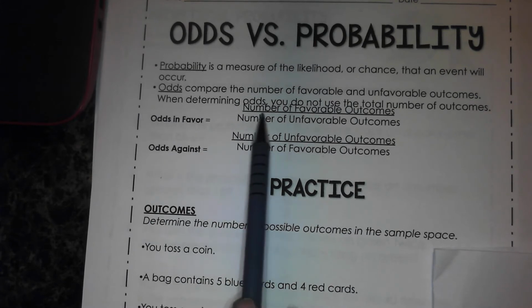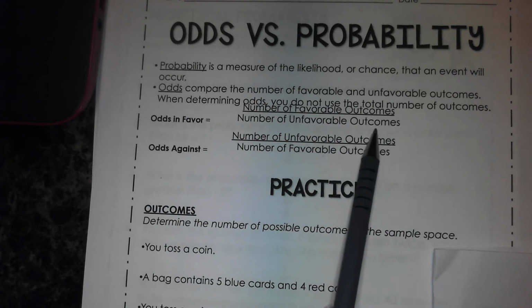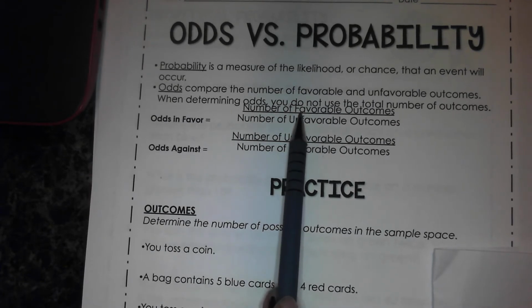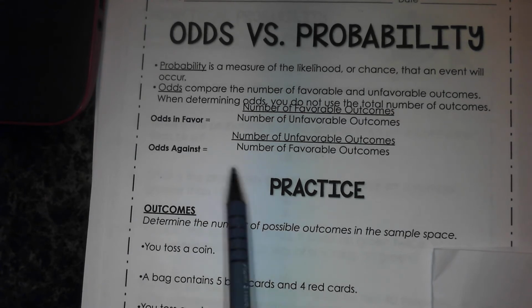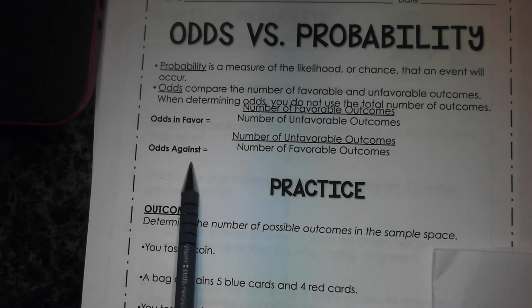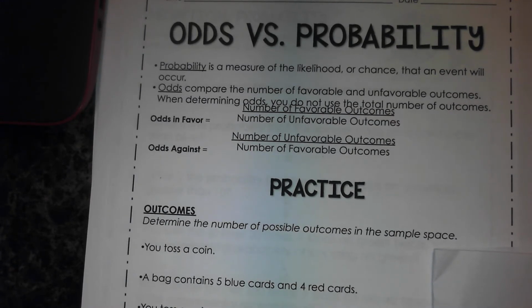So odds in favor are the number of favorable outcomes to the number of unfavorable outcomes. If you're thinking of rolling a 1 on a dice again, the number of favorable outcomes would be 1. The number of unfavorable would be 5, because rolling a 2, 3, 4, 5, or 6 would be unfavorable outcomes. So that would be 1 to 5, versus the odds against rolling a 1, which would be 5 to 1: unfavorable outcomes to favorable outcomes.